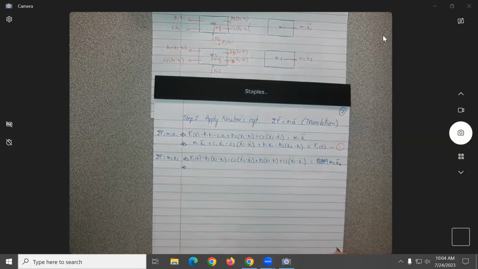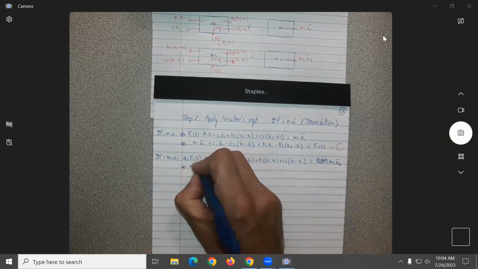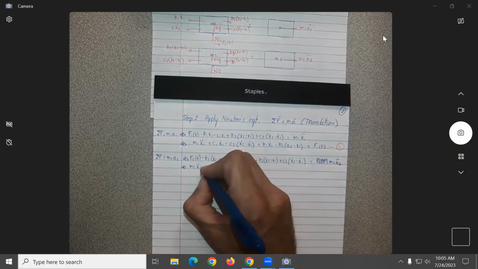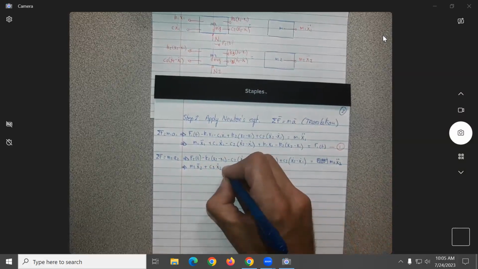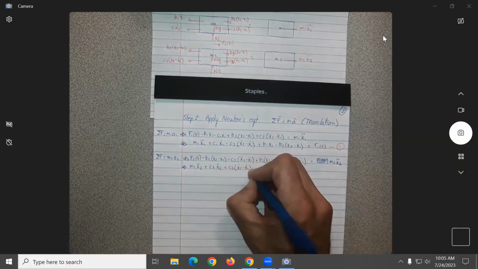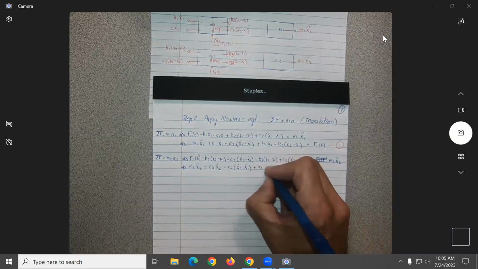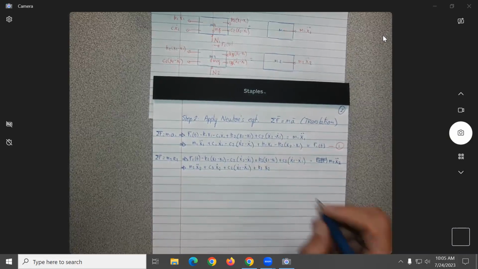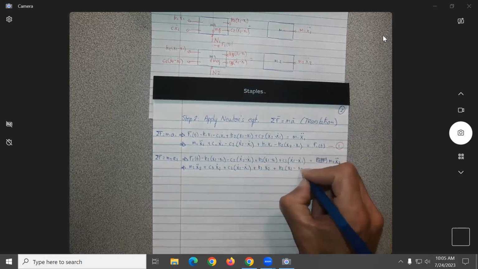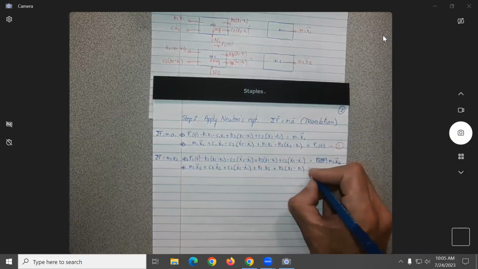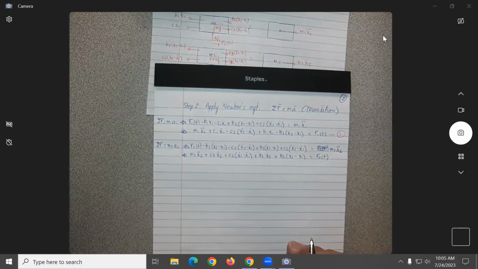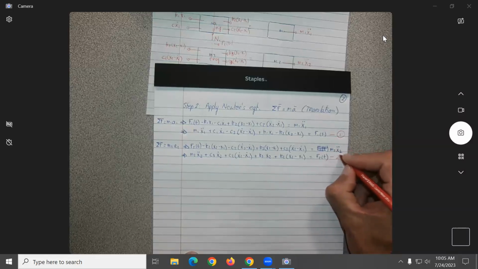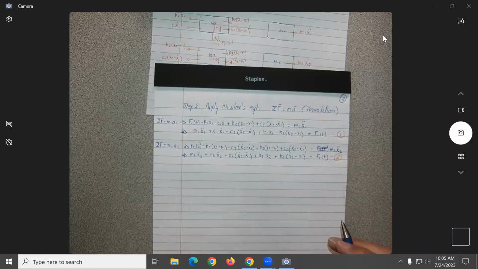Or I can just rewrite it as M2 X double dot 2 plus C3 X dot 2 plus C2 (X dot 2 minus X dot 1) plus K3 X2 plus K2 (X2 minus X1) equal to F2 of t. And this will be our equation 2.